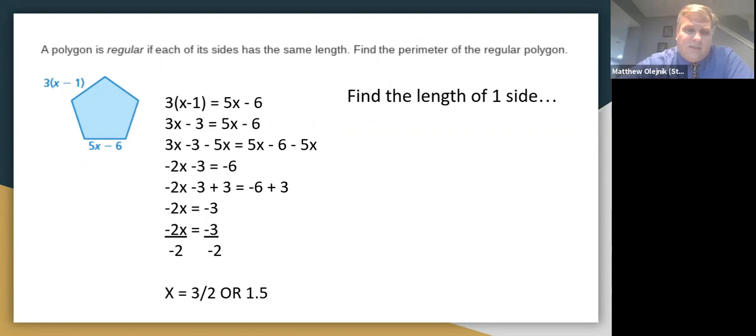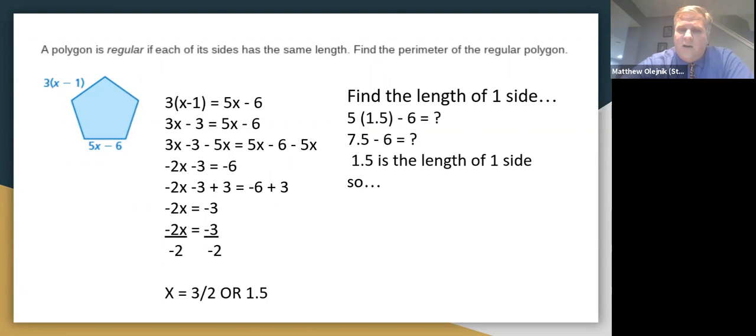I'm going to choose, let's see, 5x minus 6. I'm going to go ahead and plug in 1.5. So 5 times 1.5 minus 6. Well, that's 7.5 minus 6. So, wow, the length is actually the same number as our value for x. That was a random fluke right there.